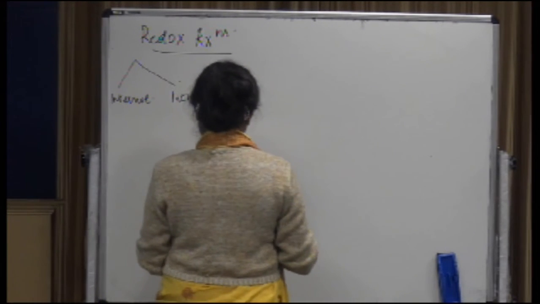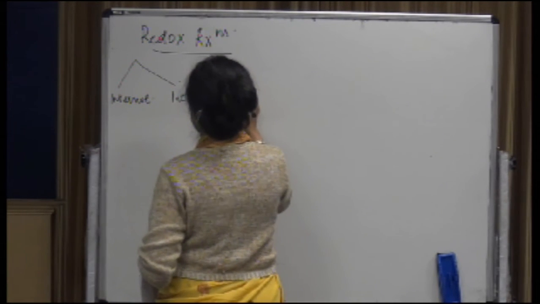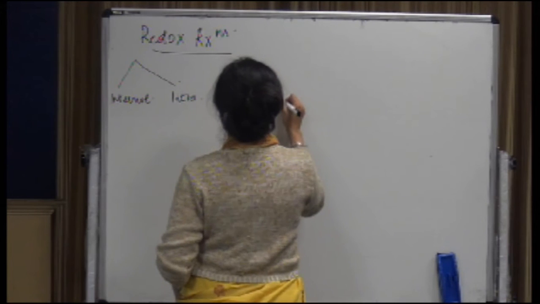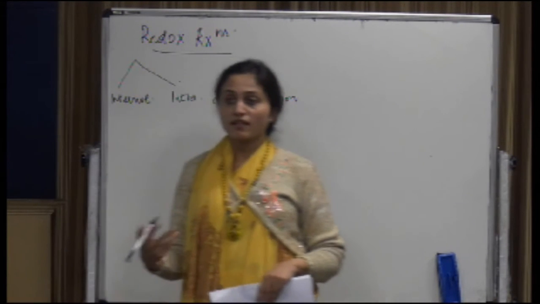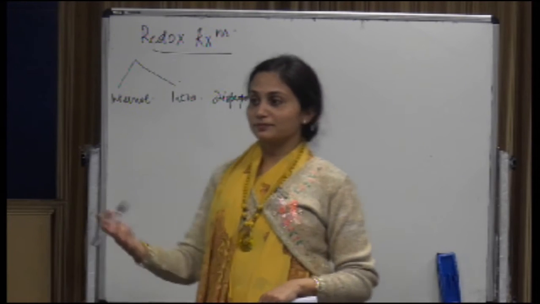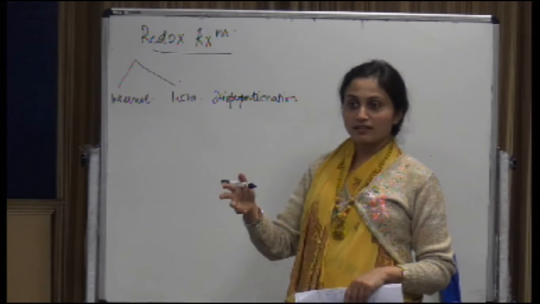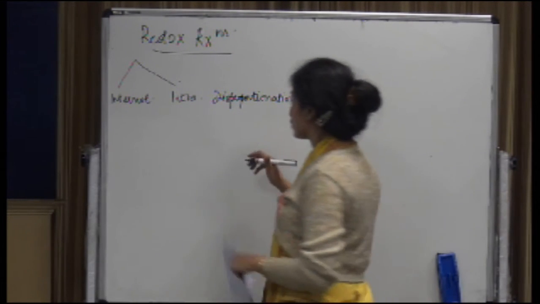Then we did talk of the disproportionation reactions also, which we also did talk about when we were doing the other classification, in which we do the combination, displacement, what else do you have? The opposite of combination is decomposition, in which your molecule gets dissociated into different compounds.